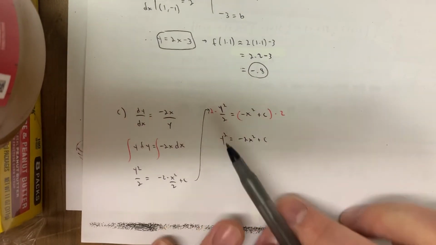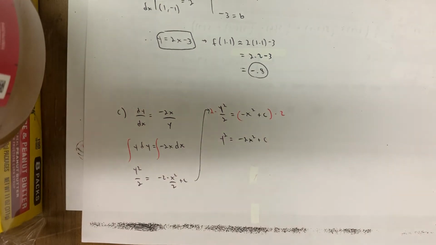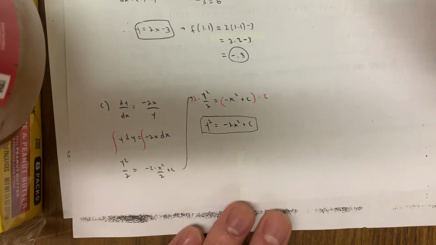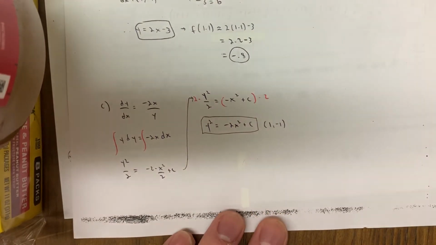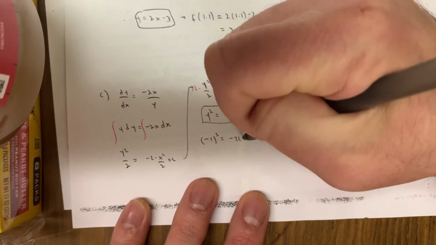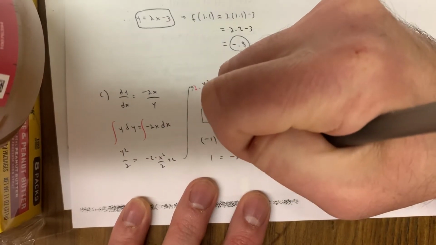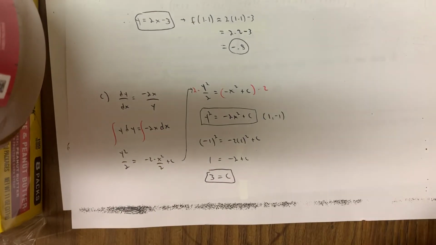Let's solve for y. That would indicate I need to take the square root of both sides. That's an advanced algebraic technique. And I don't solve for y until I solve for C. So let's use that initial condition of (1, -1). So (-1) squared equals -2 times 1 squared plus C. So 1 is equal to -2 plus C. Add 2 to both sides. I get that C is equal to 3.